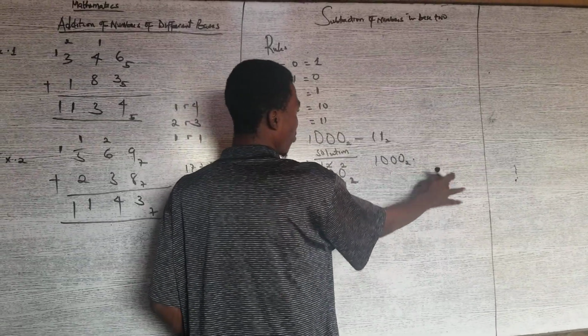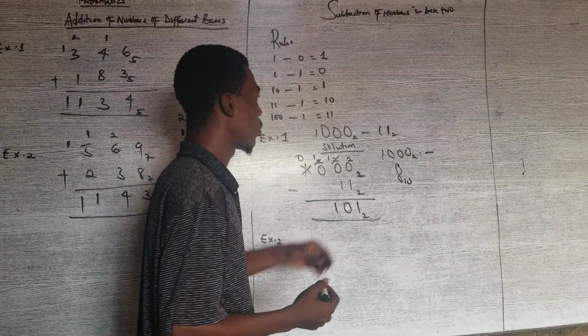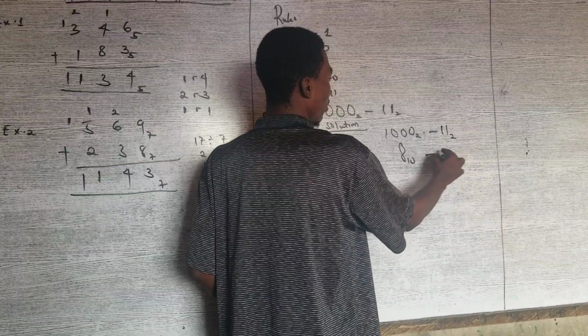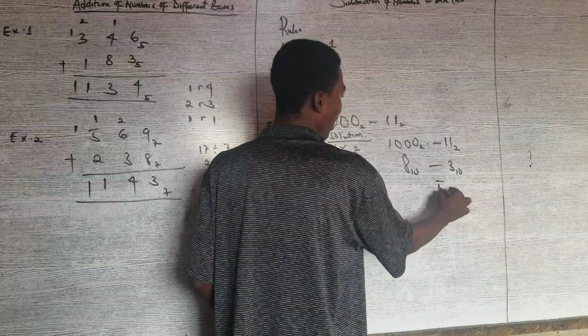So, okay, let us write it here. 8 base 10 minus. Now, for 11 base 2, 1 times 2, 2 plus 1, 3. So 11 base 2 will be what? 3 base 10. So 8 minus 3, what are we going to have here? We're having 5 base 10.